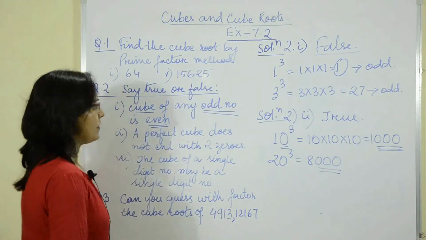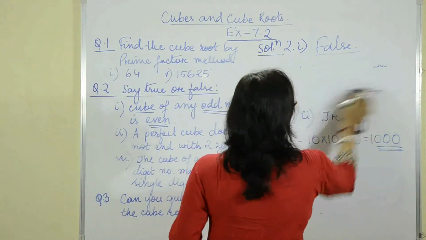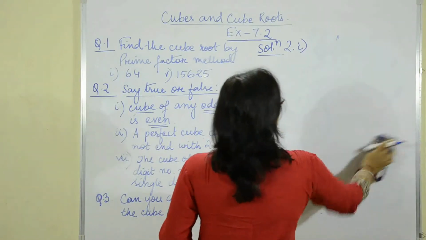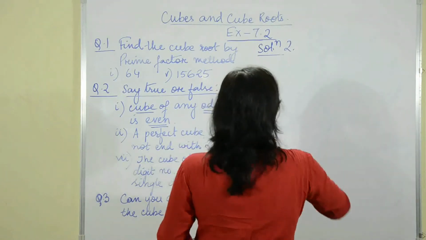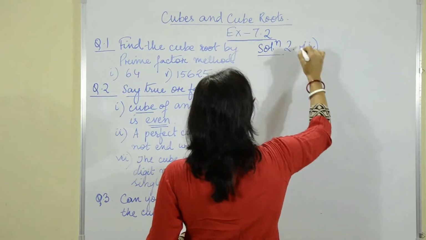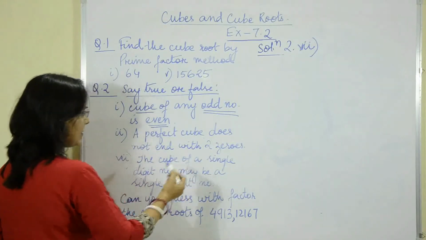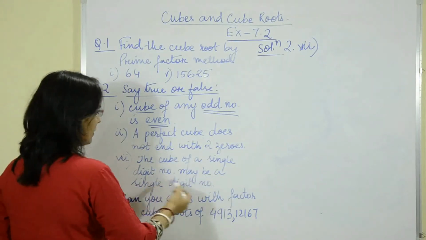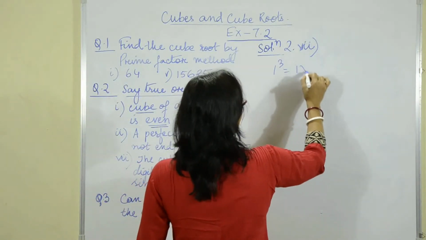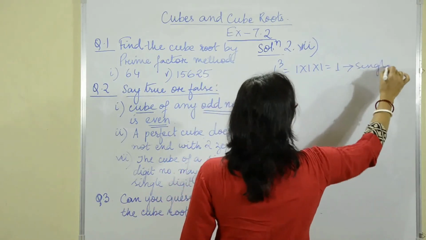Now the last one, number 7. I am taking number 7 now. Let us see what the statement here is. You need to check with an example and then only you can conclude whether these are actually true or false. The cube of a single digit number may be a single digit number. The cube of a single digit number, 1 into 1 into 1, it is 1, it is a single digit number, is it not?